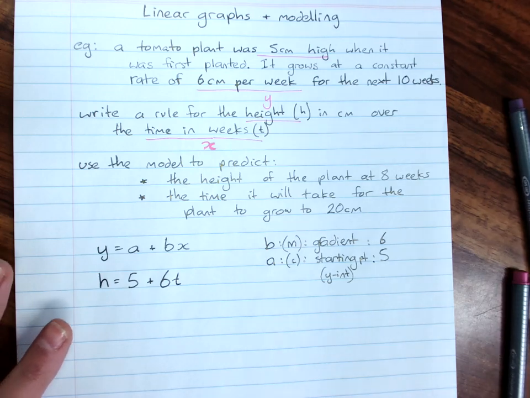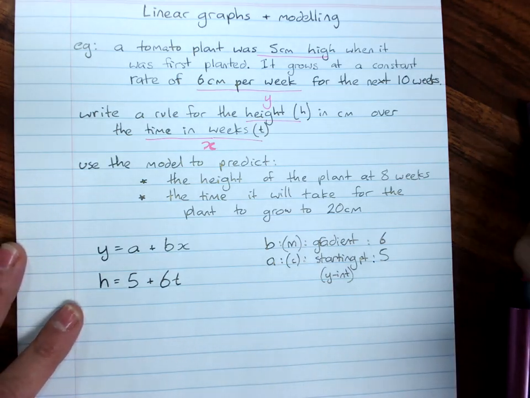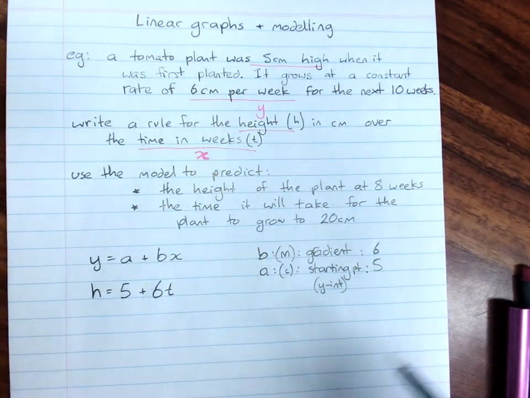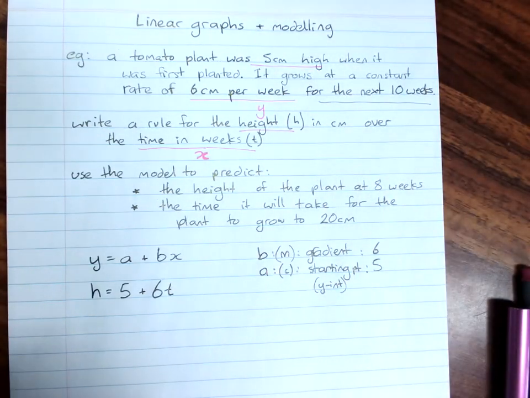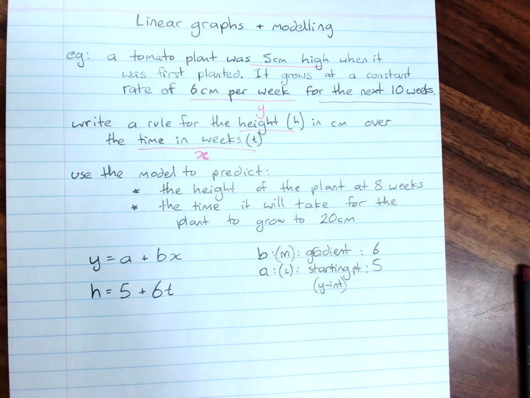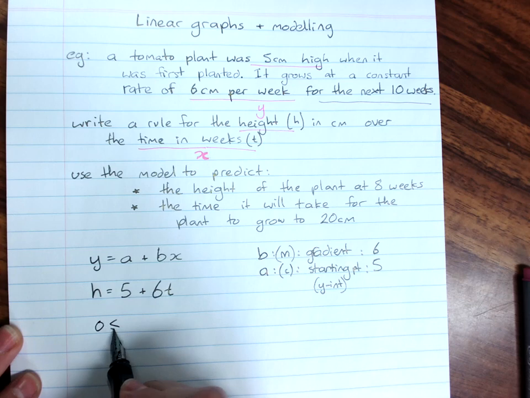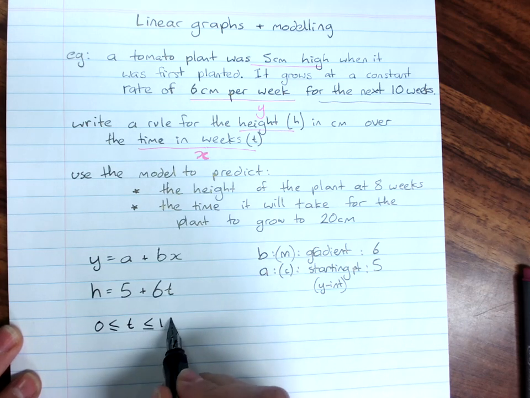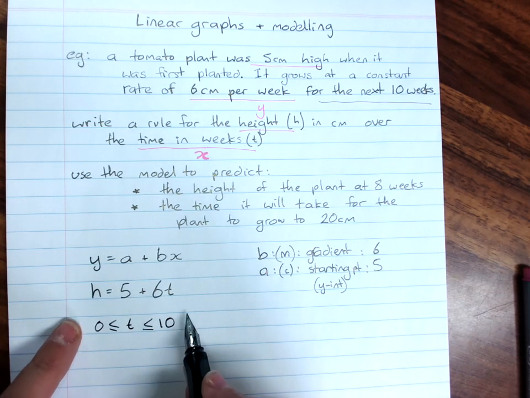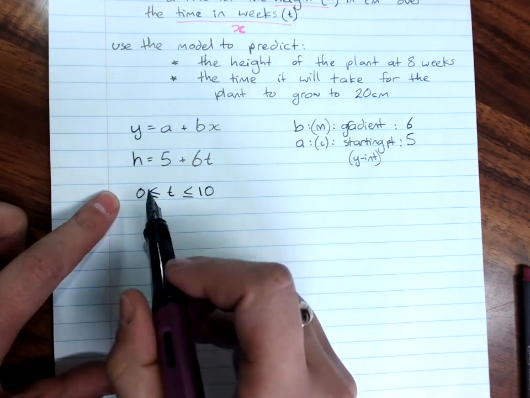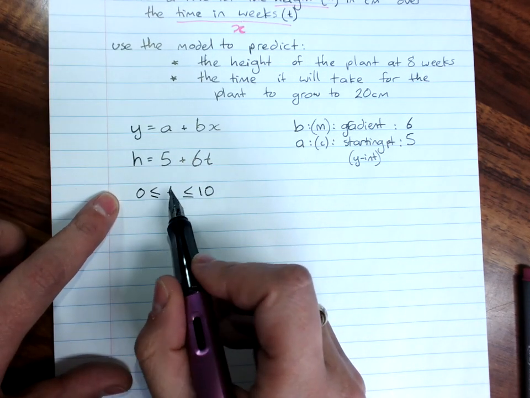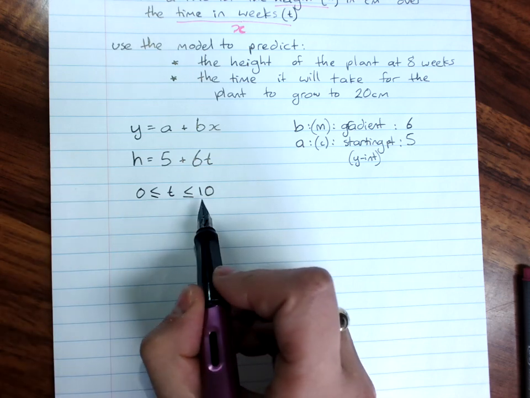Now we need to be able to use that and graph it and do all sorts of things. Notice that they've told us this relationship only continues for the next 10 weeks. After that, maybe the growth slows down. So if I was graphing this, I would only graph it when time was between 0 and 10. And you'll see this little domain definition quite a lot. It's just saying, graph this for time between 0 and 10.